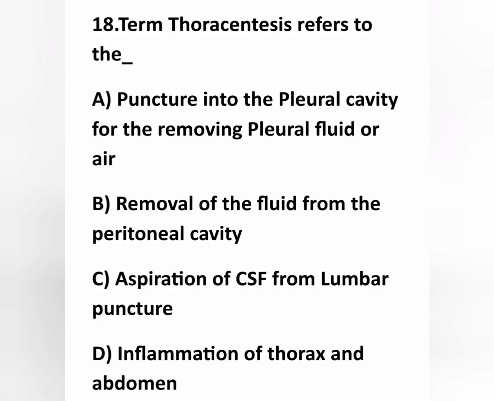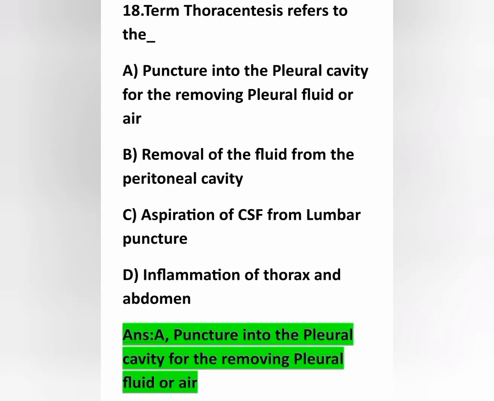Question number 18. The term thoracocentesis refers to, and options are: option A puncture into the pleural cavity for removing pleural fluid or air, option B removal of fluid from the peritoneal cavity, option C aspiration of CSF from lumbar puncture, option D inflammation of thorax and abdomen. Here the correct answer is option A, puncture into the pleural cavity for removing pleural fluid or air is known as thoracocentesis. We will see what thoracocentesis is.